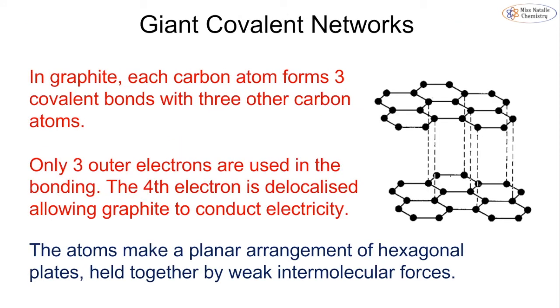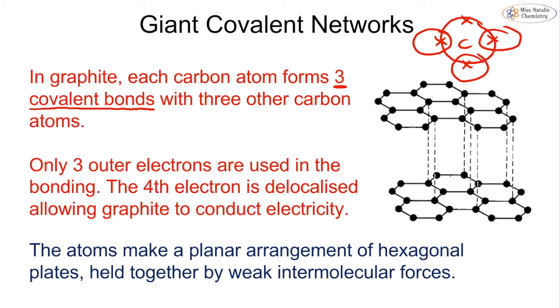Now we compare that to graphite, and graphite is slightly different. Graphite only forms 3 covalent bonds with 3 other carbons. So again, it doesn't change the fact that carbon has 4 unpaired electrons, but only 3 of them are going to overlap. That now leaves us with 1 electron that has no covalent bond. And what that electron does is it becomes what we call delocalized. And delocalized is another word for free to move.